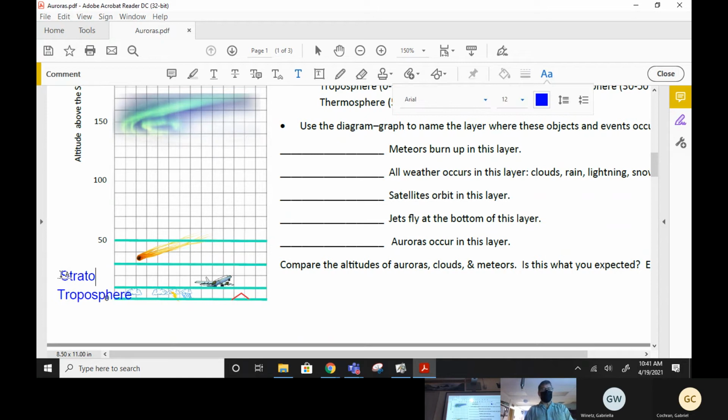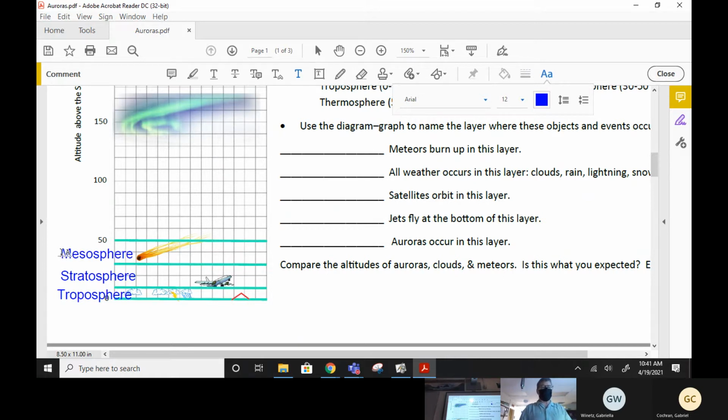The next layer up is probably the most familiar word to a lot of people of all the atmospheric layers. Most people don't know their names, but if they know any of the layer names, they know the stratosphere. That's where the ozone is found also. You might have heard of the ozone layer is part of the stratosphere. It protects us from the intense light of the sun, the ultraviolet light.